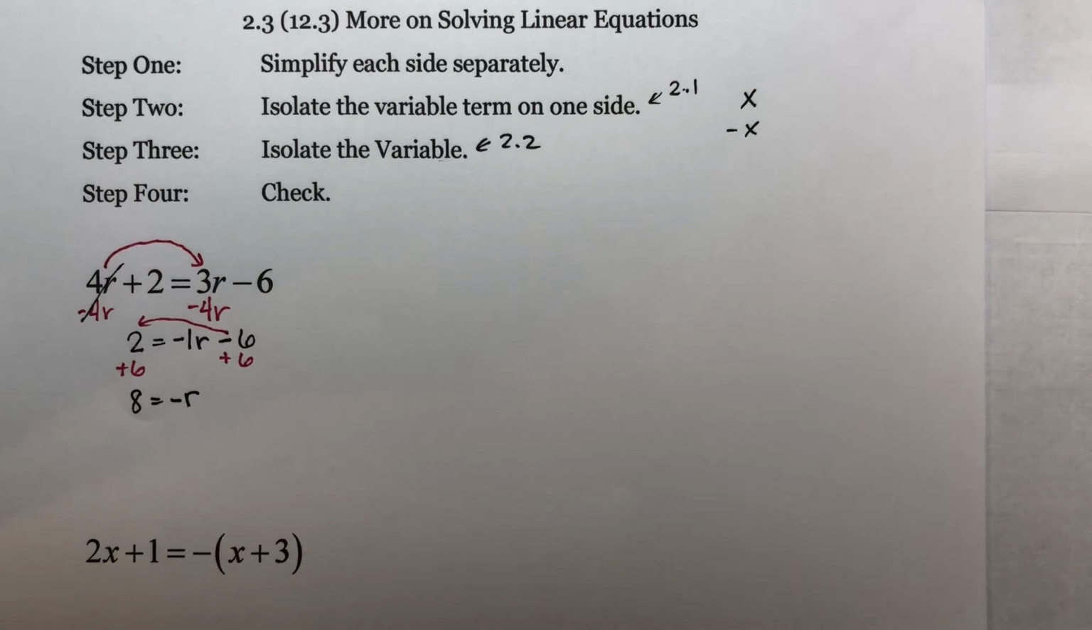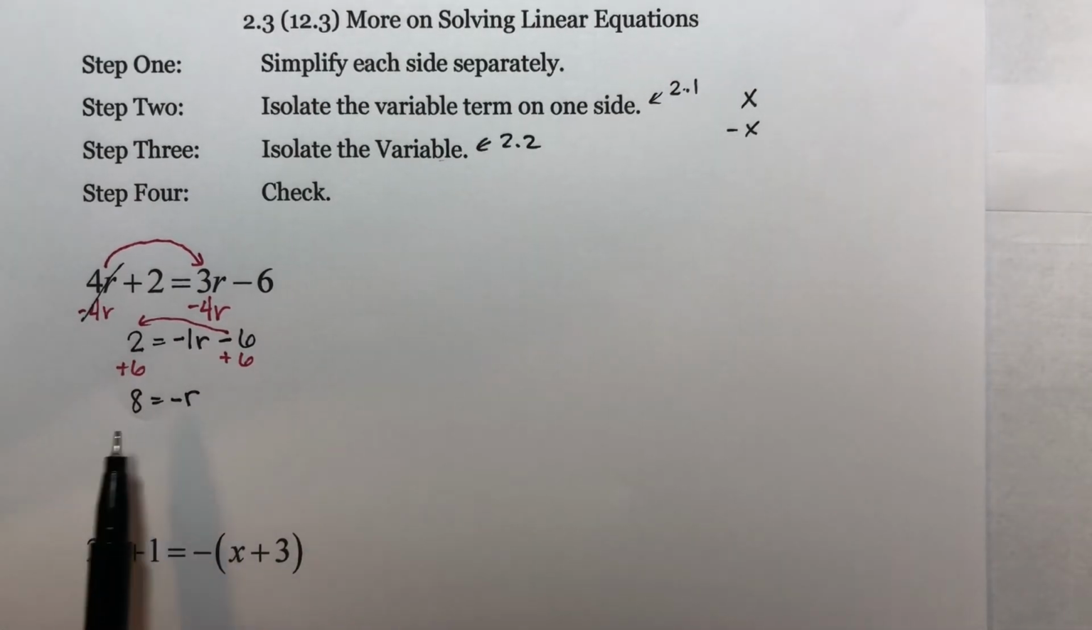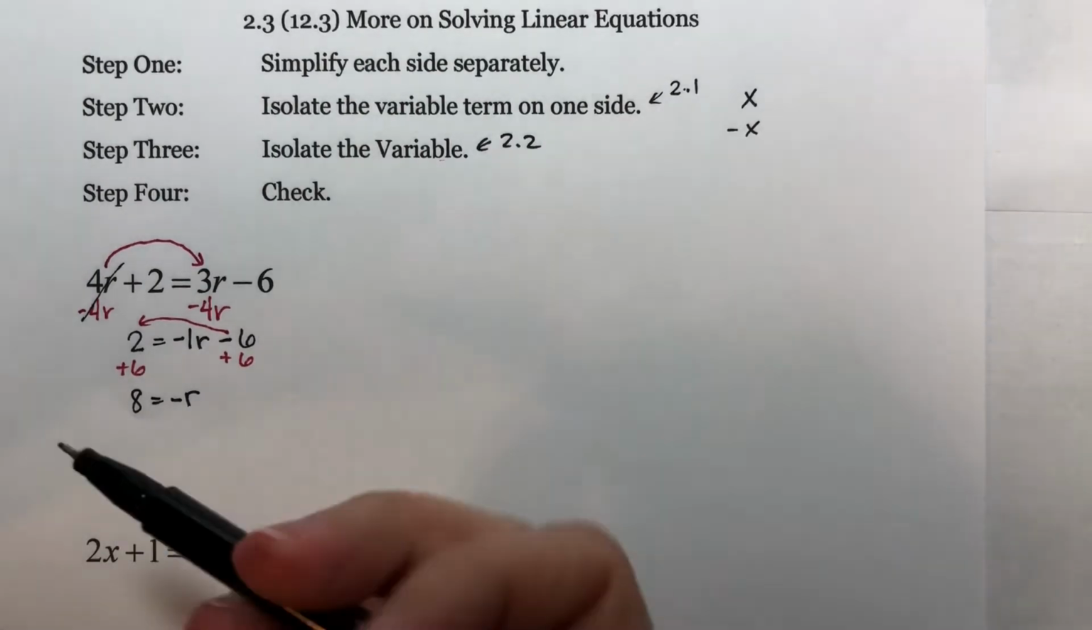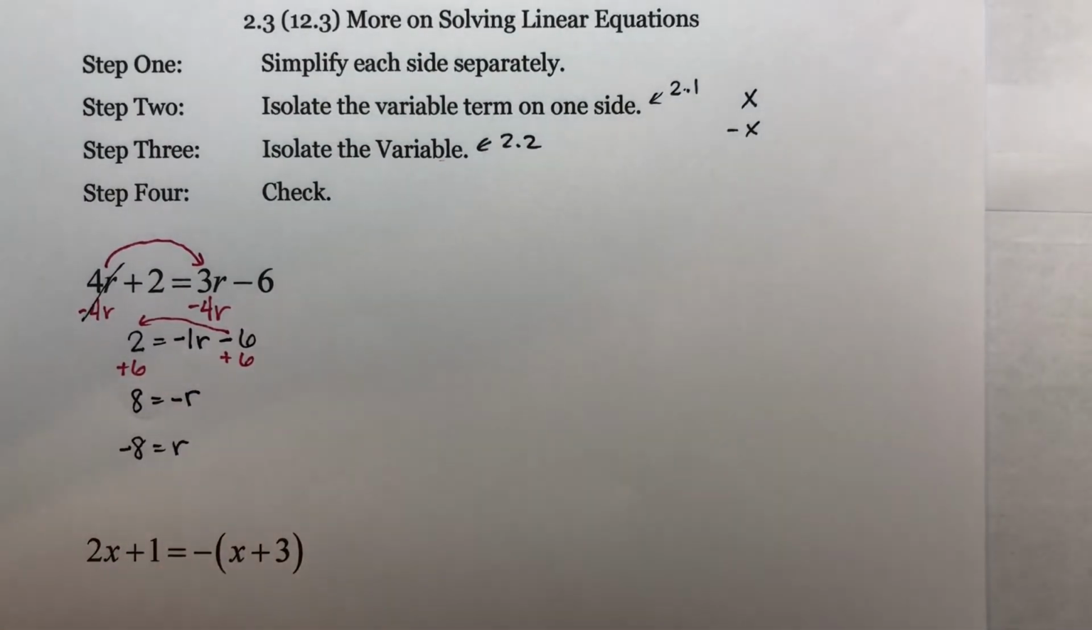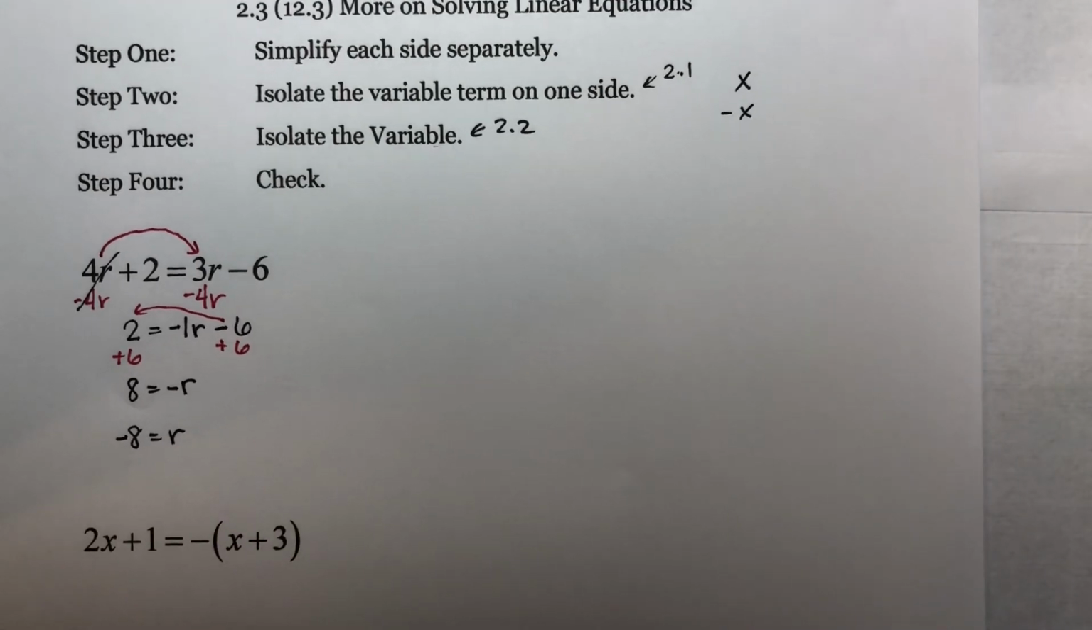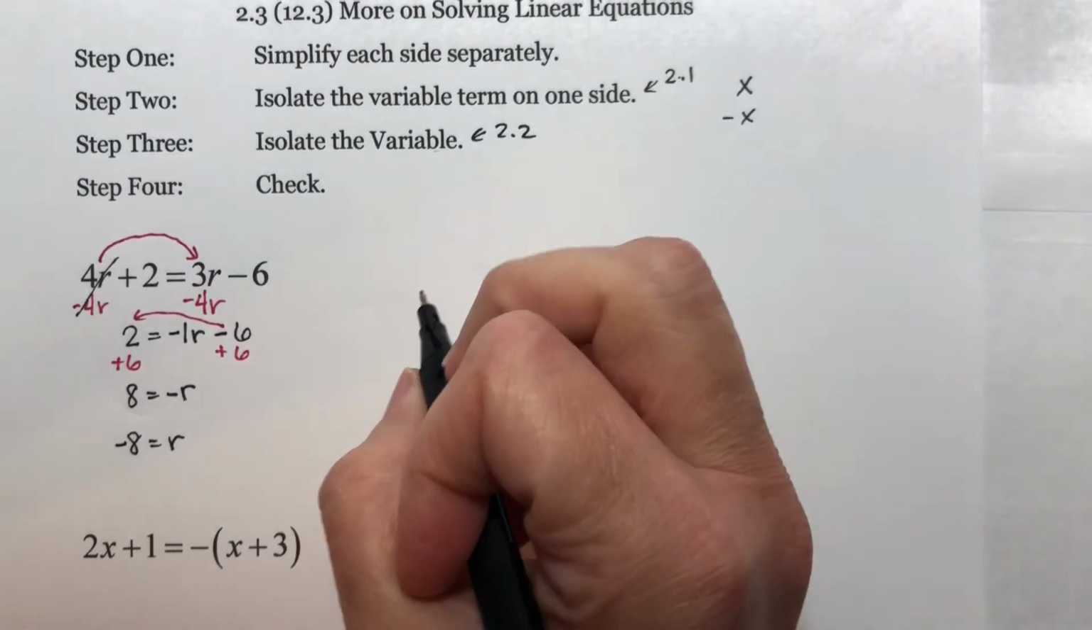Now the property we had in section 2.1 said that if we ended up with this, all we had to do was change the sign on both sides, and we had our answer. Negative 8 equals positive r. We're done. That's correct. What I mentioned in section 2.1, though, was that we wouldn't understand why that worked until we had 2.2. Now I can show you why that works.